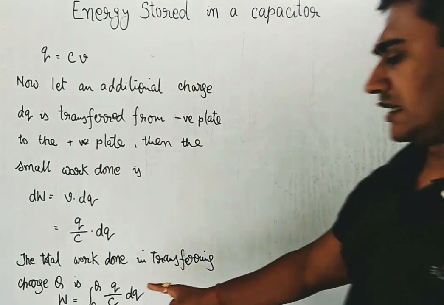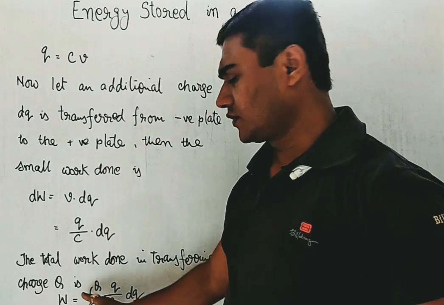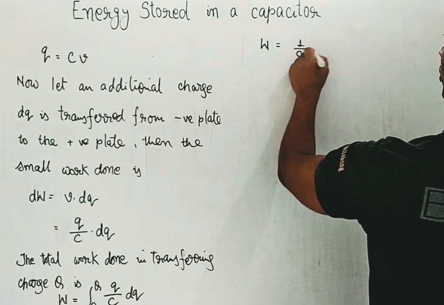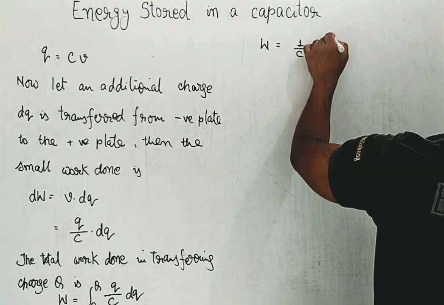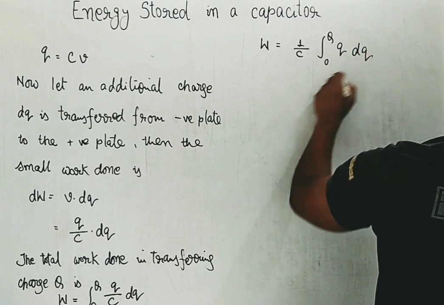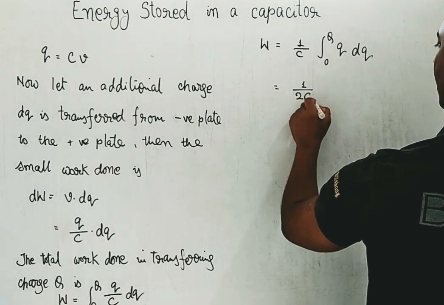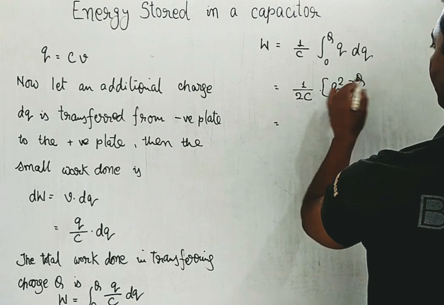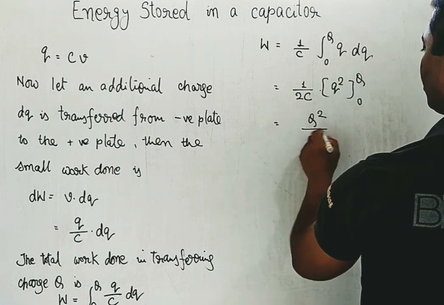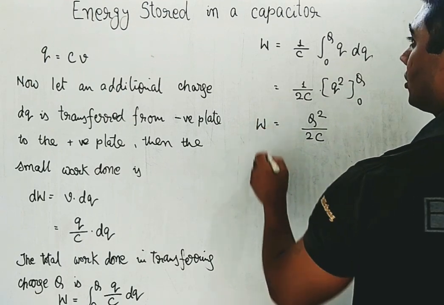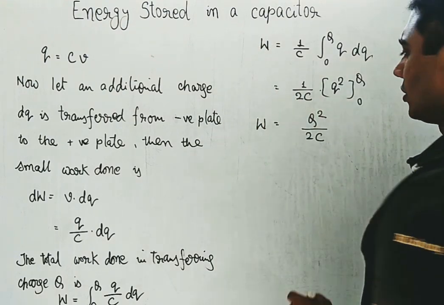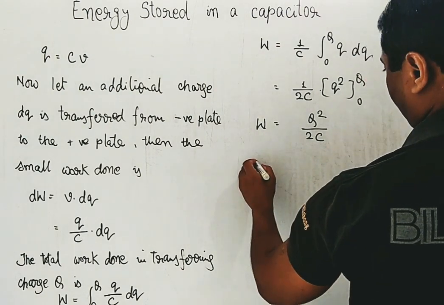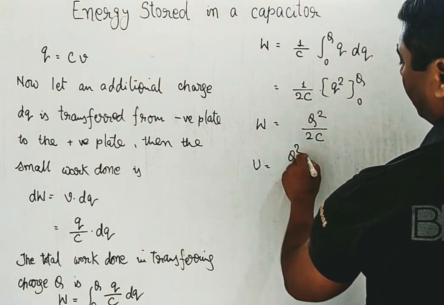Now, as C will be constant, let's take this 1 upon C out of the integration. So now W is equal to 1 upon C integral from 0 to Q of Q dQ. Now here we have 1 upon 2C Q square, with limits from 0 to Q. Placing the limits, we have Q square upon 2C as the work done, and this will be the energy stored. Let us rewrite this energy stored as U. So U equals Q square upon 2C.